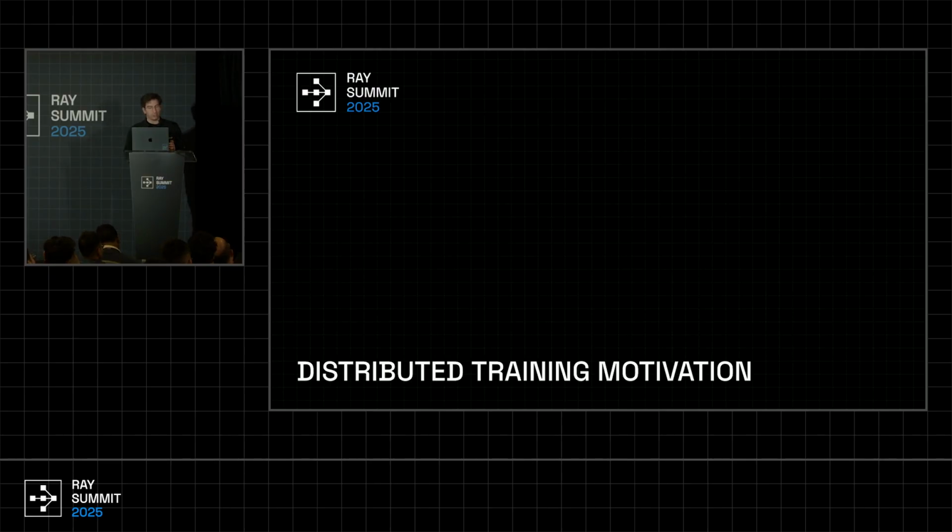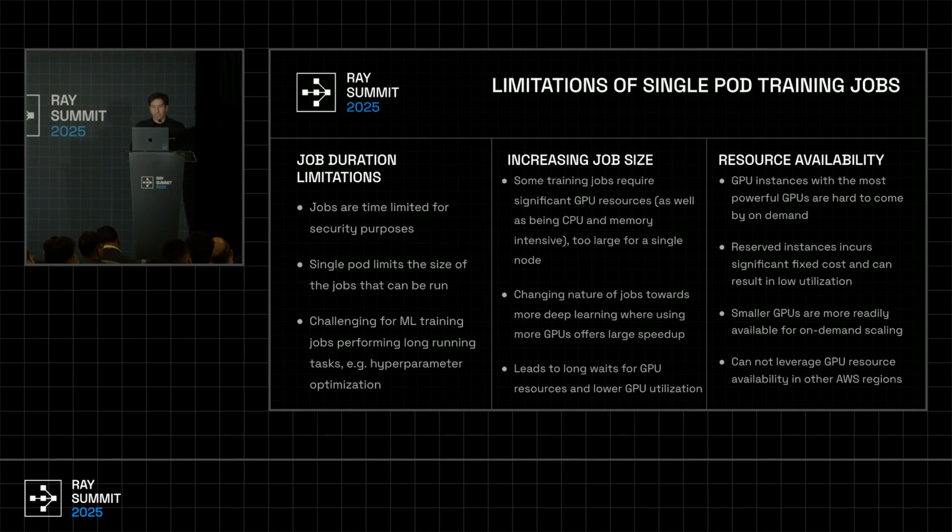And now I'll move into talking about some of the motivations that we had for doing distributed training. And we'll cover some of the main categories that I've grouped into 3 sections here. The first being job duration. So for security purposes, we limit the duration that ad hoc development jobs can run on our platform. And when this is coupled with the limits of running on a single pod, which implicitly means running on a single node, that really limits the size of the models and the size of the data sets that we can use for training. It also creates challenges for complex workflows like hyperparameter optimization required by some of our model developers.